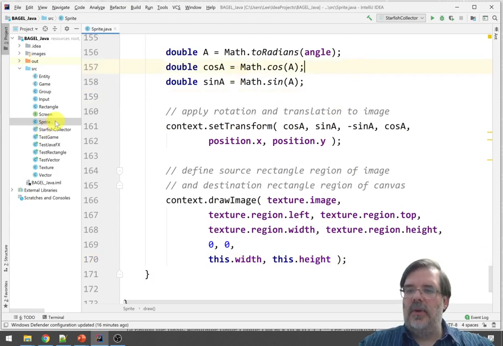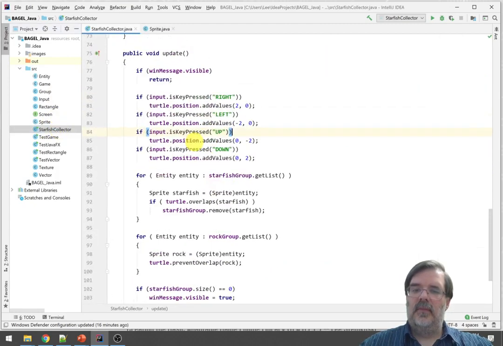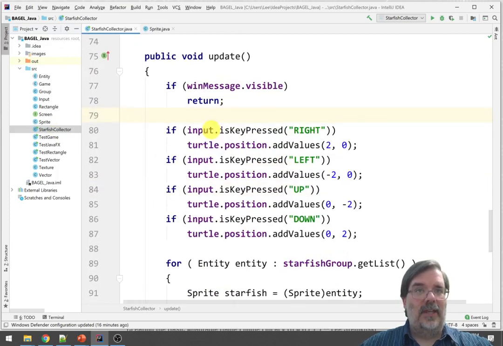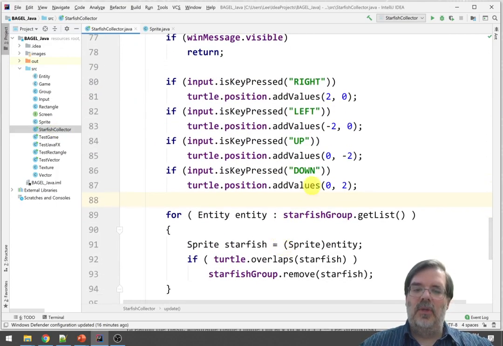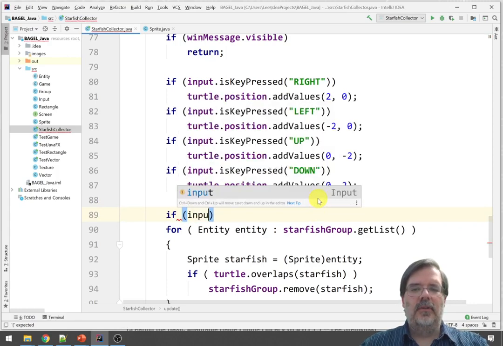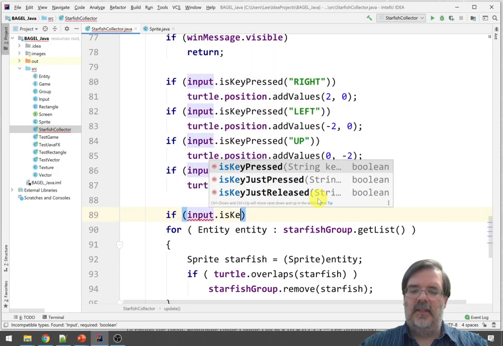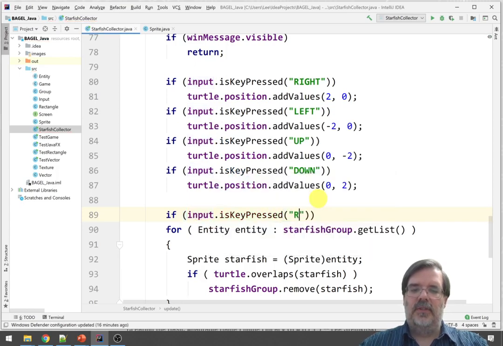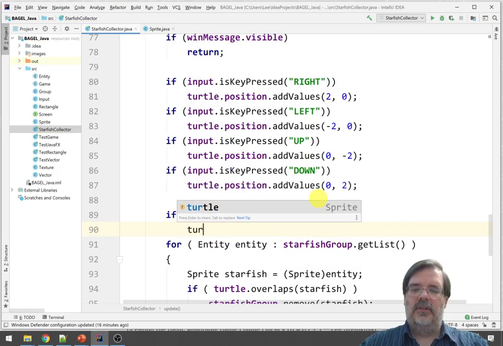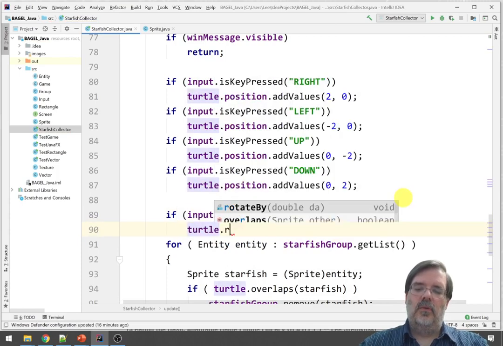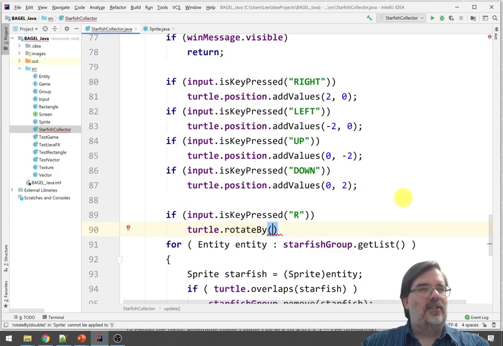That being said, let's go ahead and go to Starfish Collector. And what I'd like to do now, just to illustrate the rotation to make sure that that works, is maybe rotate the turtle when we press a certain key. And this is just a temporary bit of code for illustrative purposes. Let's say isKeyPressed. Let's use the R key for rotate. Let's say turtle.rotateBy. And since this is in degrees, we can think of this as degrees per frame, not degrees per second, because this function will be called 60 times per second.